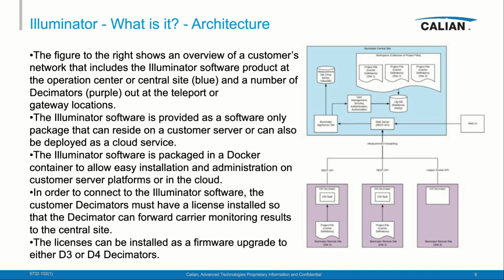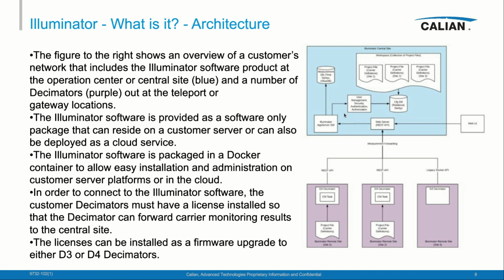The software is packaged in a Docker container to allow easy installation and administration on customer server platforms or in the cloud. In order to connect to the Illuminator software, the customer Decimators must have a license installed so that the Decimator can forward carrier monitoring results to the central site, and the licenses can be installed as a firmware upgrade to either D3 or D4 Decimators.